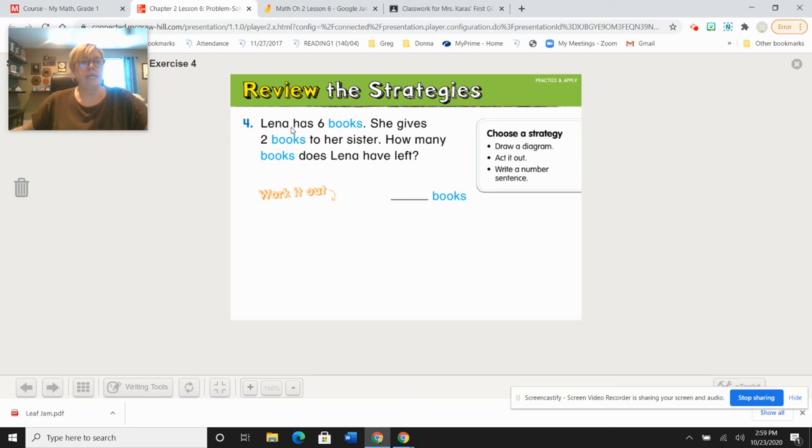Number 4. Lena has 6 books. She gives 2 books to her sister. How many books does Lena have left? Okay, work it out. Think about how you're going to solve this. Pause and come back. Okay, you ready to check your answer? 4 books. Good job. Now if you need to fix something, you should pause this now, and then you can continue when you're ready.